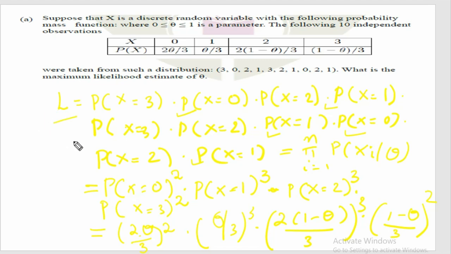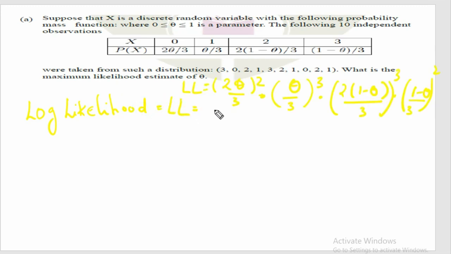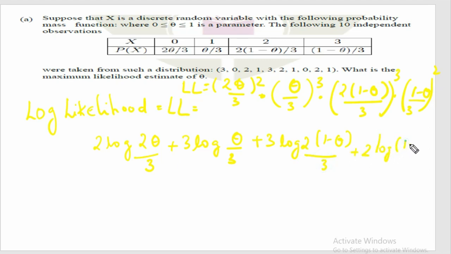Next you have to find out the log likelihood, that is represented as ln. Now let us find out the log likelihood of this likelihood. So when you take the log, it will be like this: 2 log 2 theta by 3 plus 3 log theta by 3 plus 3 log 2 into 1 minus theta by 3 plus 2 log 1 minus theta by 3.